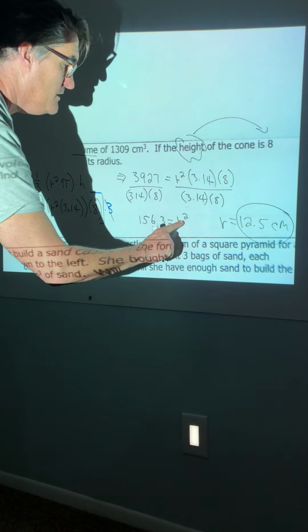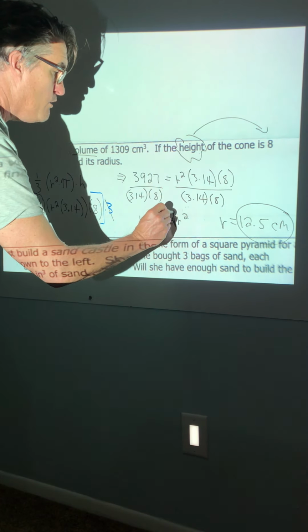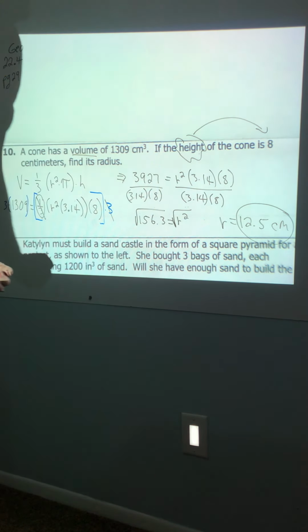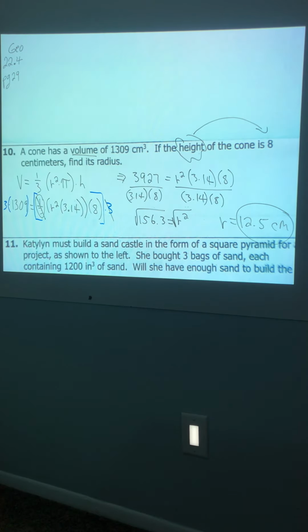All right, remember, if you get an r squared, you're going to go square root, and that's how you get to 12.5. That wasn't too bad at all. Okay? All right, again, it was video 22.4. It was volume of cones. Cones, 1/3 capital B times height is the volume formula.